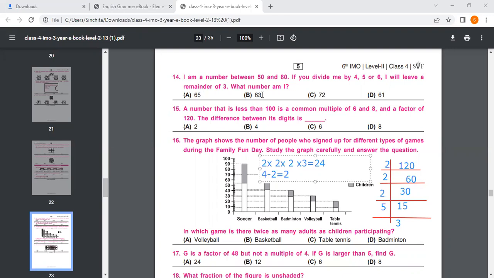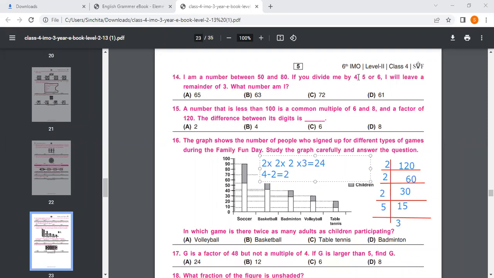Okay, in number 14, what we did: I am a number between 50 and 80. If you divide me by 4, 5 or 6, I will leave a remainder of 3. So, the number between 50 and 80 is 65. 65 can be exactly divided by 5 because there is 5 in the end.